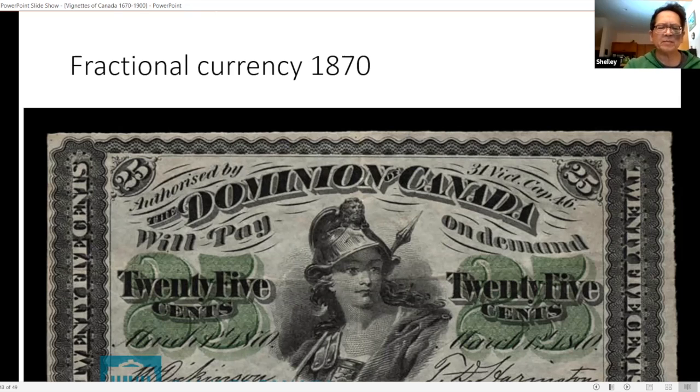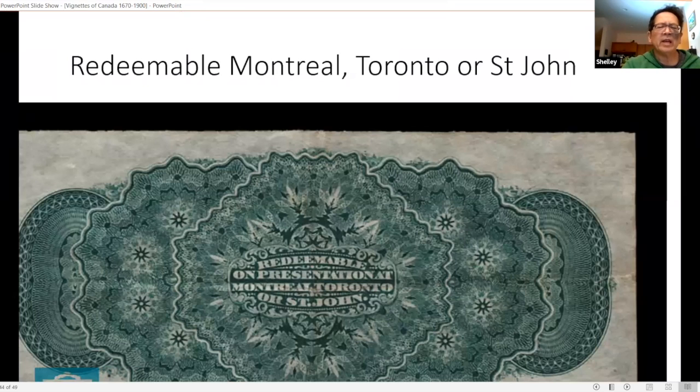25 cents. So this is the first one in 1870. It is payable on presentation at Montreal, Toronto, or St. John with no S, so that means New Brunswick. So again, it is a site-specific banknote.